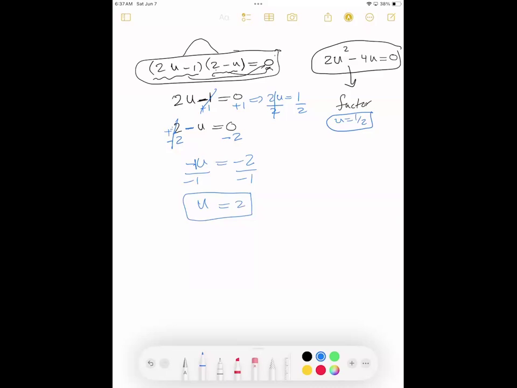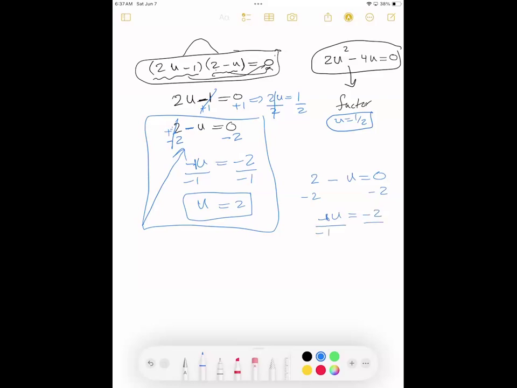Please pay attention to this simple problem. It has many points, and I pointed out all those things, such as 2 minus u is equal to 0. First subtract, then realize that this is a negative 1, then divide by negative 1. So these are very important points.